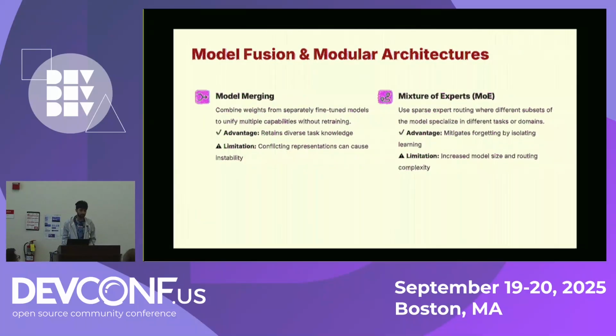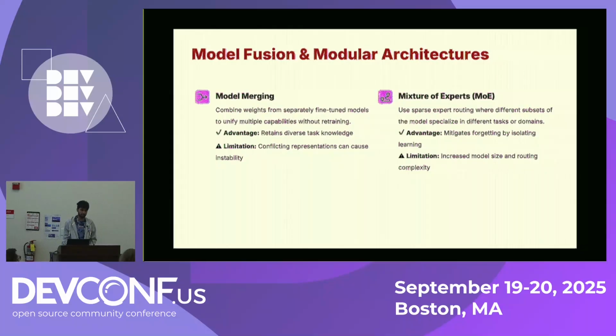The final bucket is model fusion and modular architectures. So in model merging, let's say you have n tasks, you train a separate model on each of those n tasks, and then post hoc you try to merge them. This retains diverse task knowledge, but the limitation is that, for example, if you have two models with conflicting representations, it's very difficult to find a post hoc way that works to restore the capabilities of both tasks.